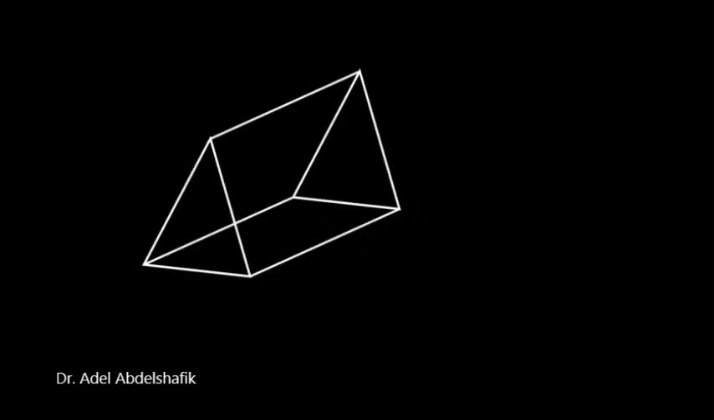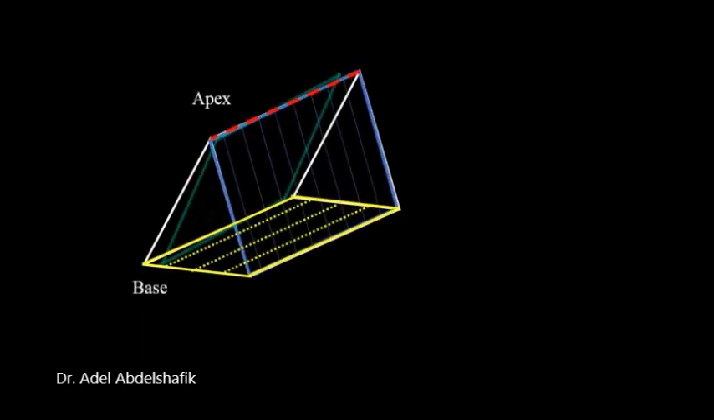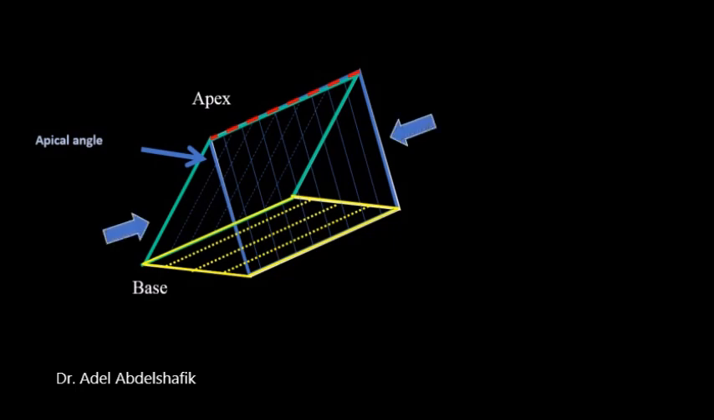Prism has a base and an apex. It has two refracting sides that meet at the apex, forming an apical angle, and has two parallel sides.